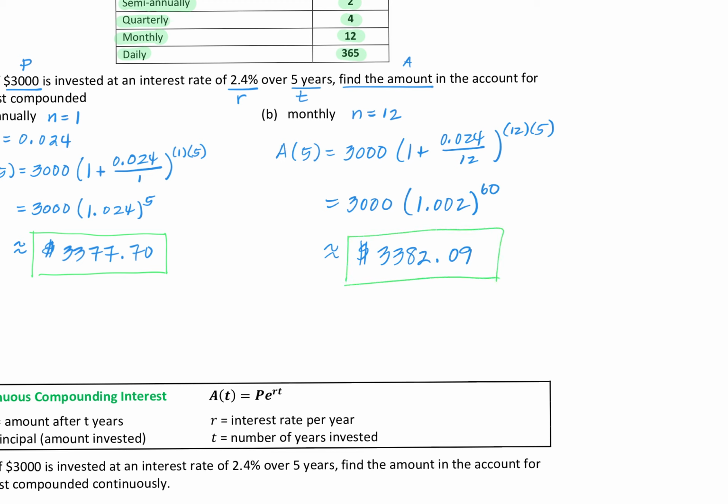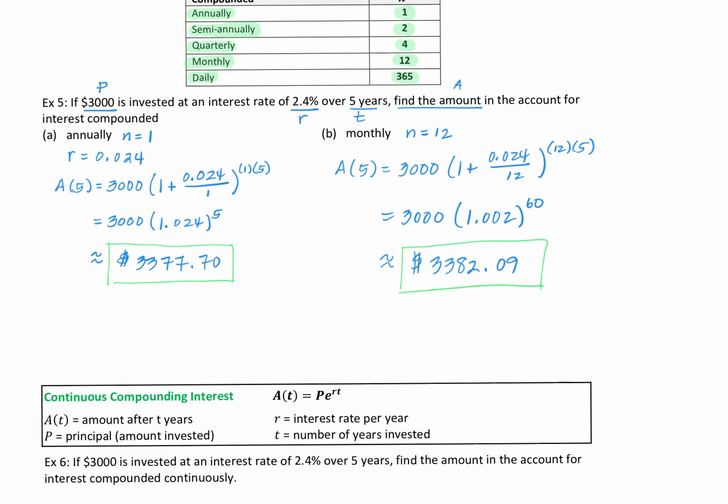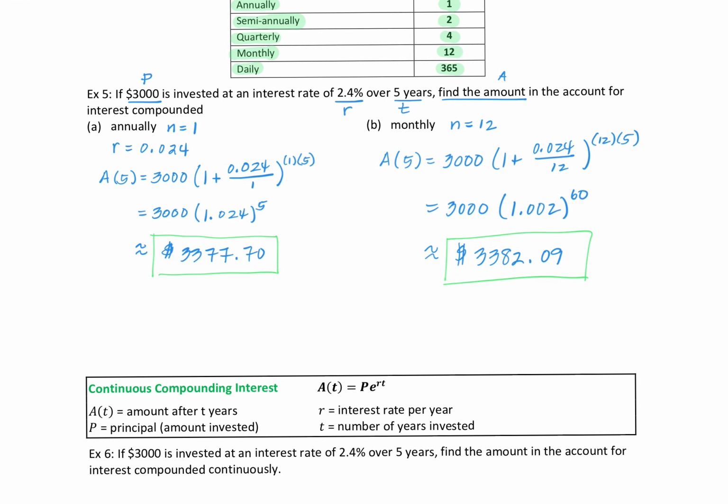Something we should note is that we earned more money when the interest was compounded more often, and that's going to be the typical case. The larger the n, the more times you compound the interest, the larger the amount would be. So if you are investing money, you want to make sure your n is as large as possible.